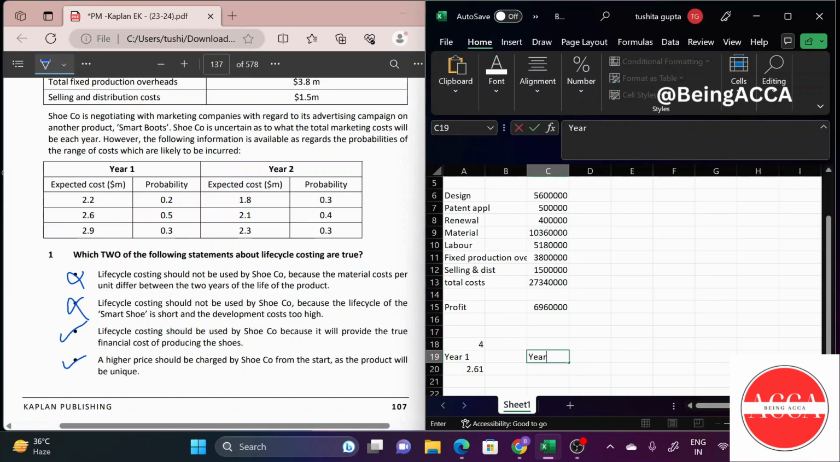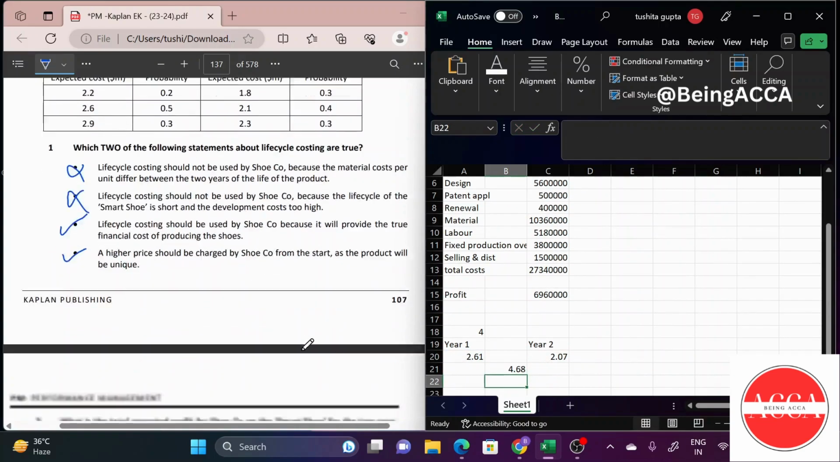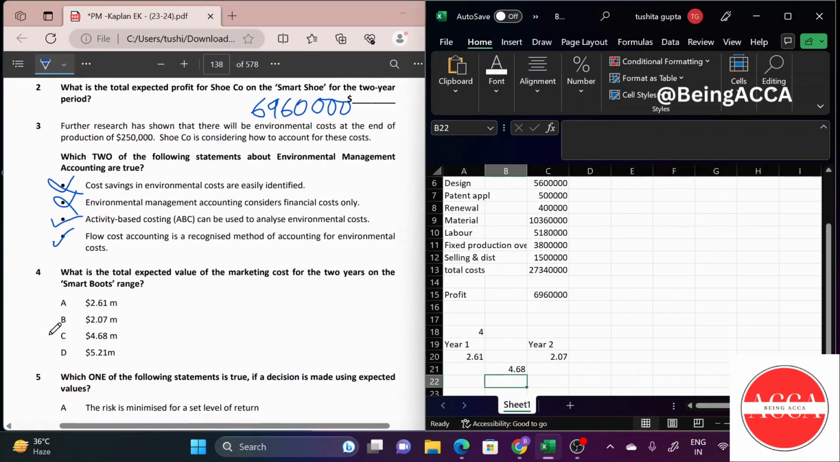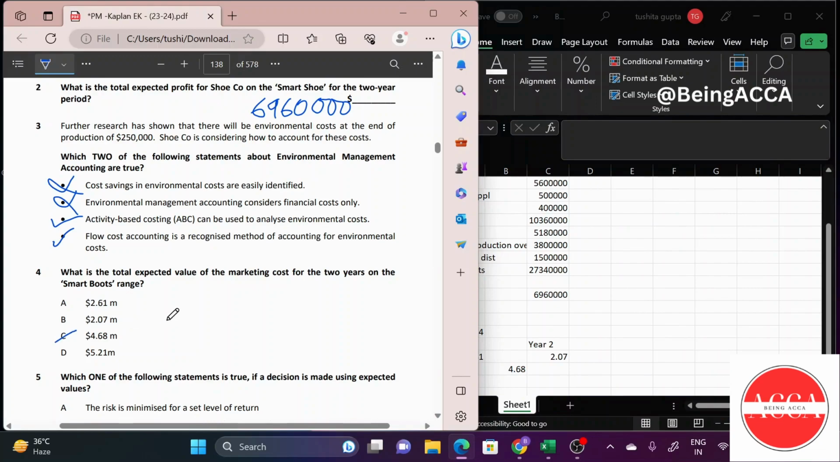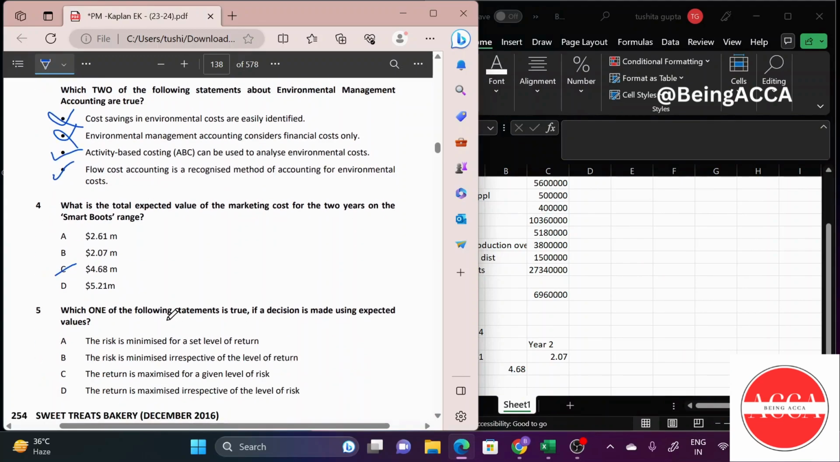Similarly, for year 2, I will put my figures over here. This is 1.8 multiplied by 0.3 plus 2.1 multiplied by 0.4 plus 2.3 multiplying this by 0.3. So if I add both of these figures, I'm going to get my expected value of the marketing costs. This is 4.68 million, which makes the answer option C. Moving on to the last question.